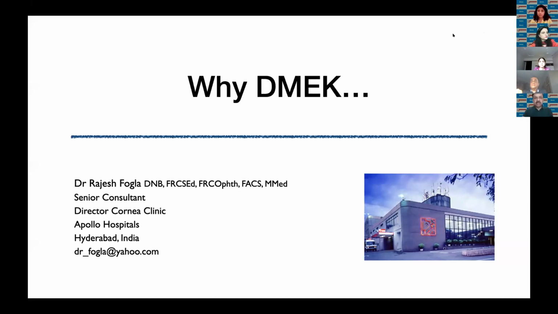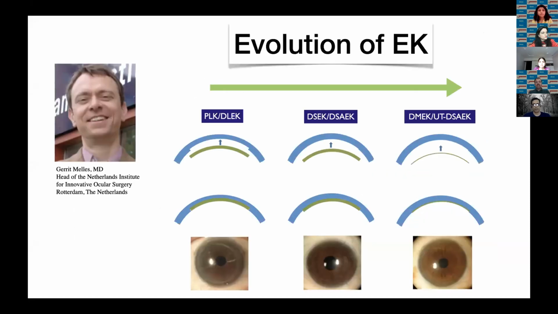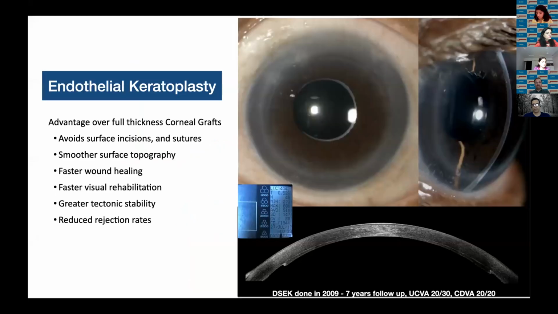Good evening, everybody. The topic I'll be talking on is why DMEK. In the evolution of endothelial keratoplasty, we have come a long way, starting from posterior lamellar keratoplasty or deep lamellar endothelial keratoplasty, moving on to Descemet stripping endothelial keratoplasty, and then Descemet stripping automated endothelial keratoplasty, when it really became popular worldwide. And in the current scenario, Descemet membrane endothelial keratoplasty or ultra-thin DSEK are the most frequently performed techniques.